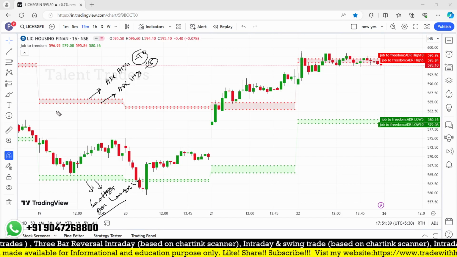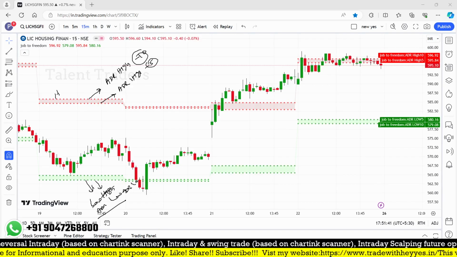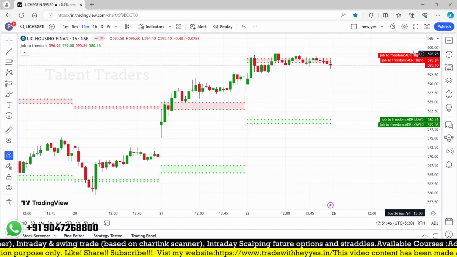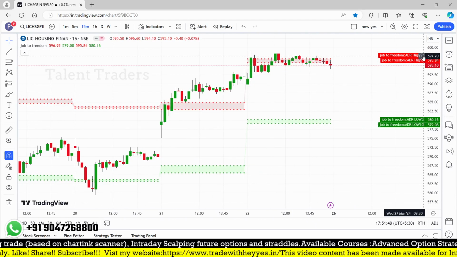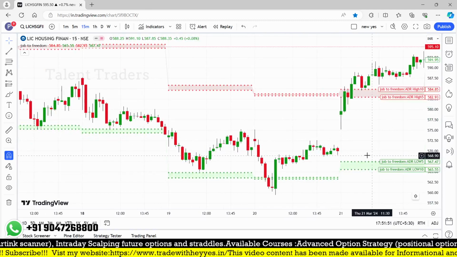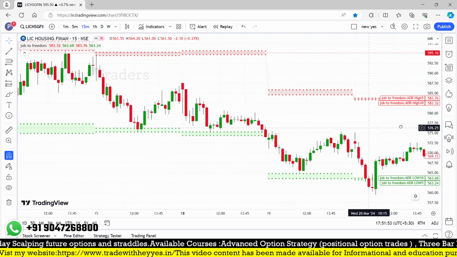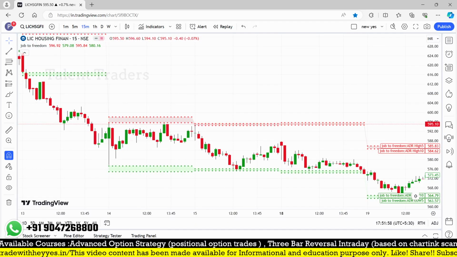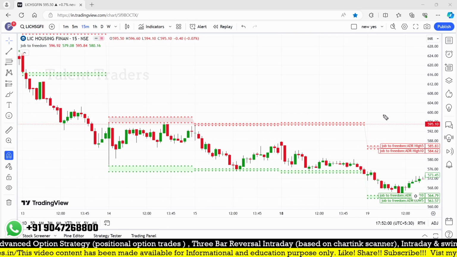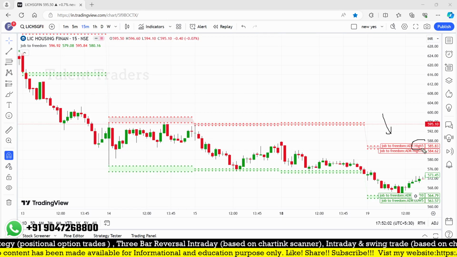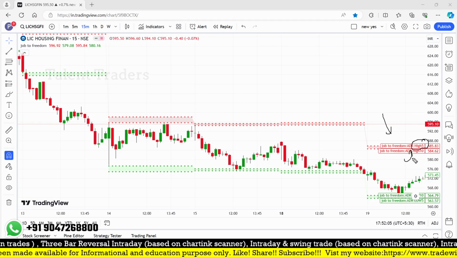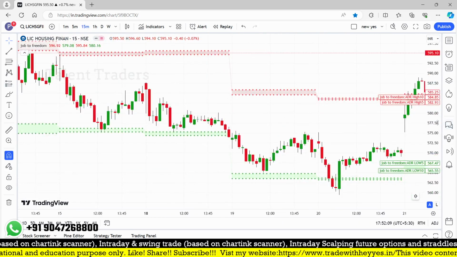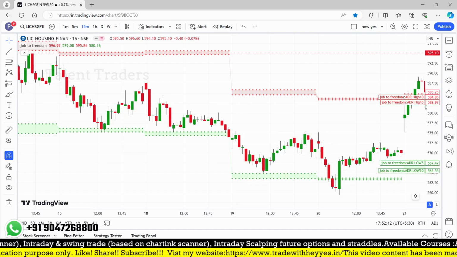There is a thing we have to understand: sometimes ADR 10 would be greater than ADR 5, and sometimes ADR 5 would be greater than ADR 10. It depends on the valuation. In this case, on this particular day, the ADR 5 is greater than the ADR 10 high. That can also change, but on the next day you can see ADR 10 is greater than the ADR 5.